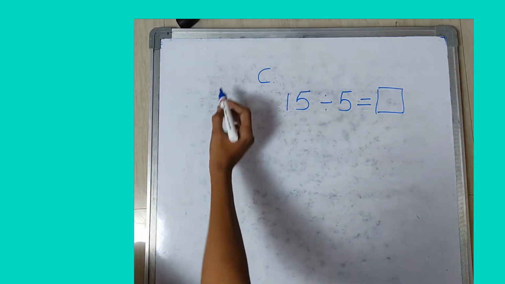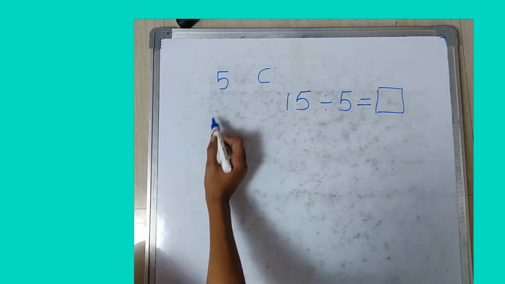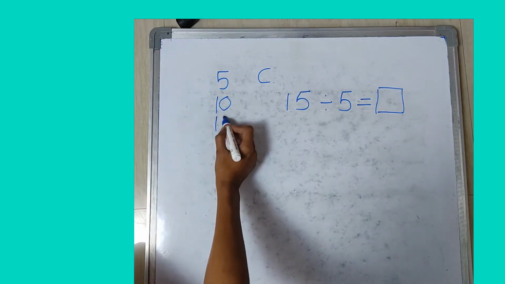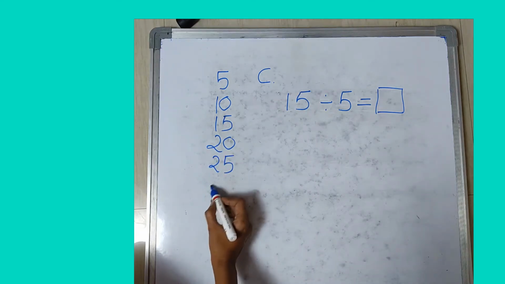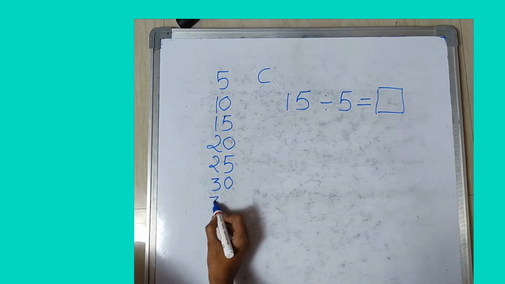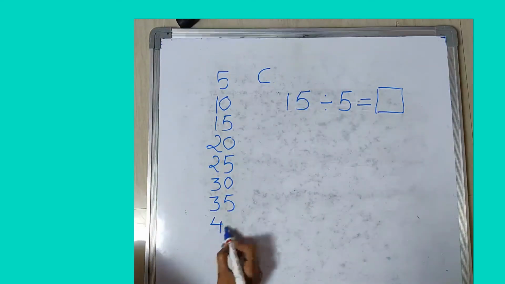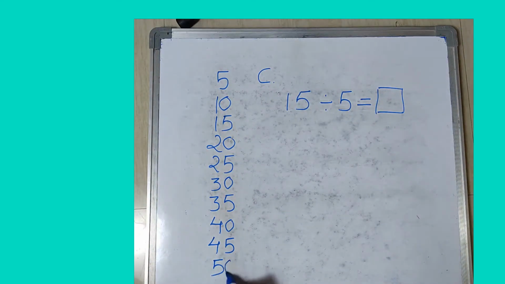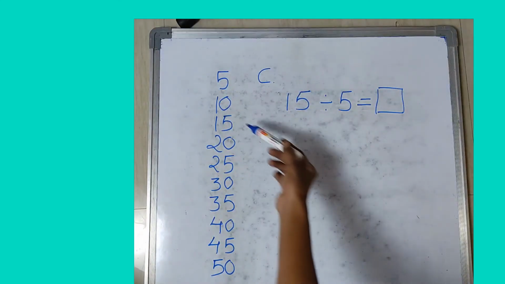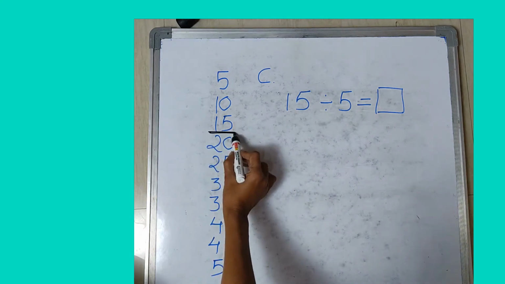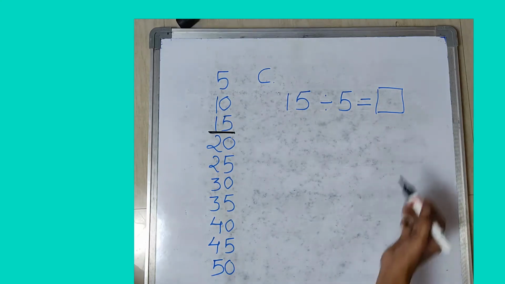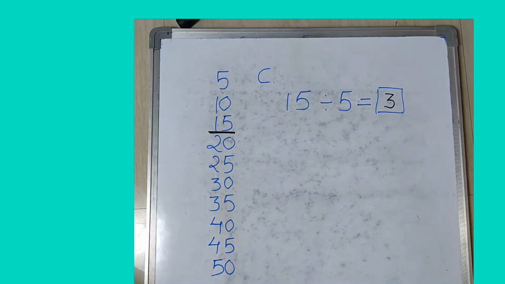For this, write down 5's table here. 5 1's 5, 5 2's 10, 5 3's 15, 5 4's 20, 5 5's 25, 5 6's 30, 5 7's 35, 5 8's 40, 5 9's 45, 5 10's 50. Now in this table find out where 15 is. Here. So 5 3's, it means the answer is 3. Let's see one more example of this.